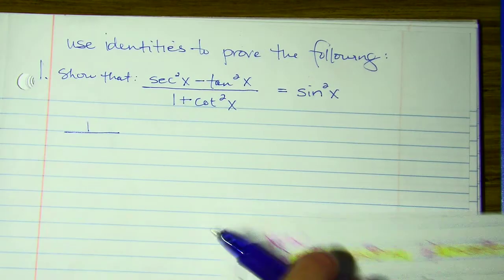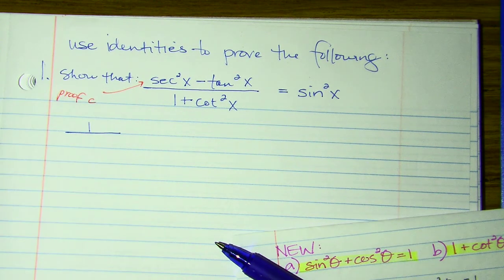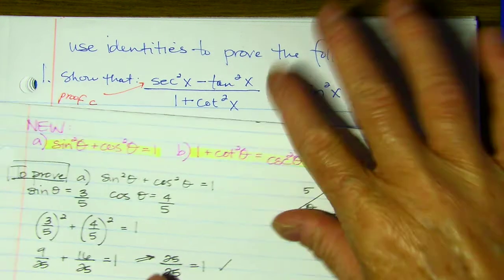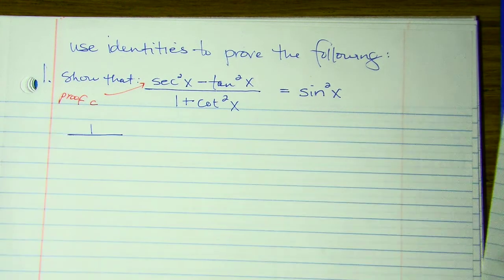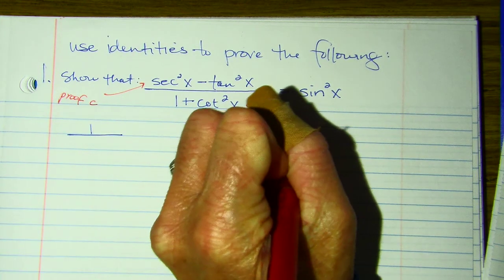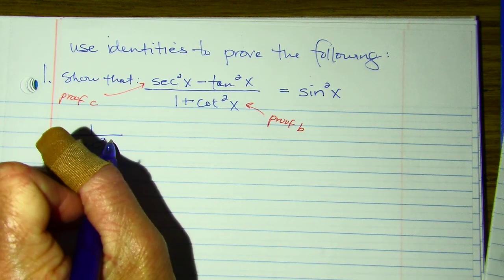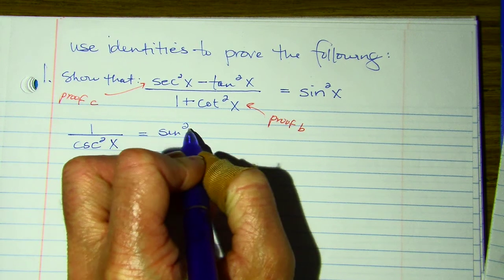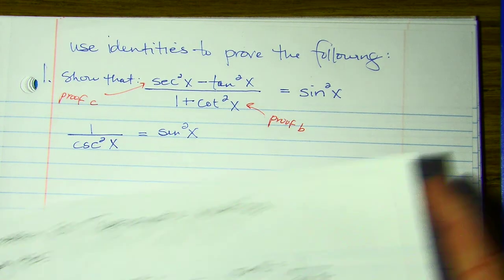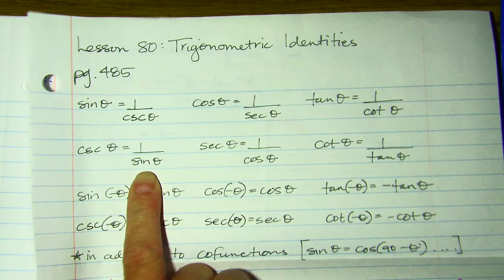And maybe I'll write a note, this is proof C from the prior page. And this bottom one, look, 1 plus the cotangent squared of x equals cosecant squared. So the bottom part is proof B from the prior page, and it just equals the cosecant squared of x. And this is the reciprocal of sine squared x. That was one of the first ones I gave you, that the cosecant of theta equals 1 over the sine of theta, and here it is.